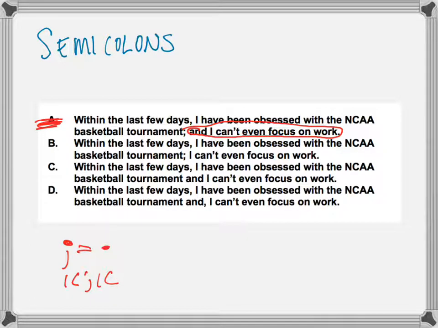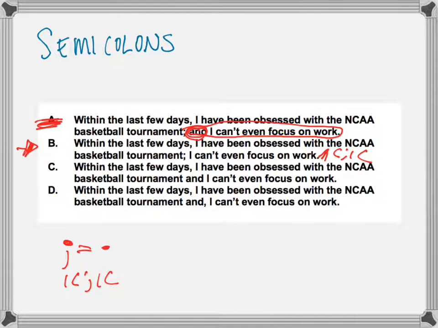B is the same thing. Within the last few days, I've been obsessed with the NCAA basketball tournament; I can't even focus on work. B is the same thing as A, but it's taken out this FANBOYS word, this "and," meaning that I do have two independent clauses here, right? So B is a pretty good front runner right now.